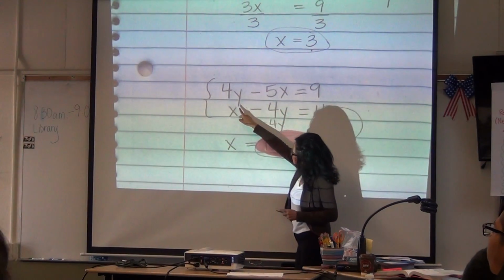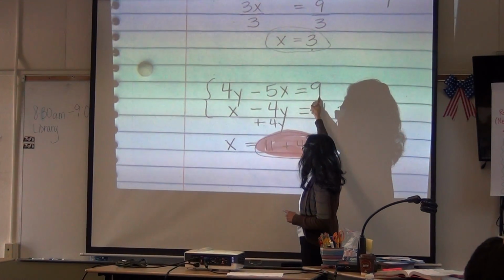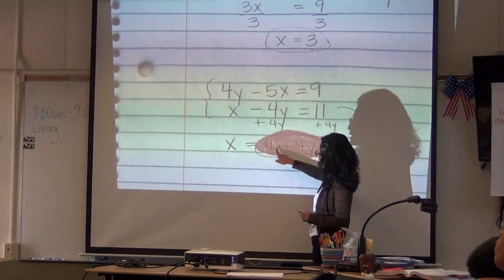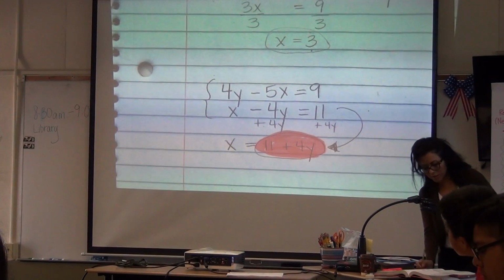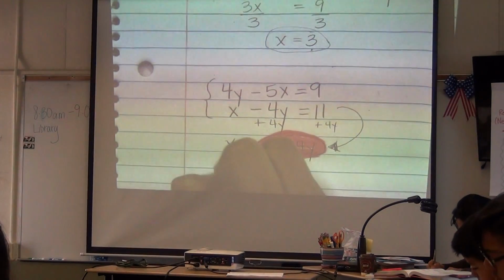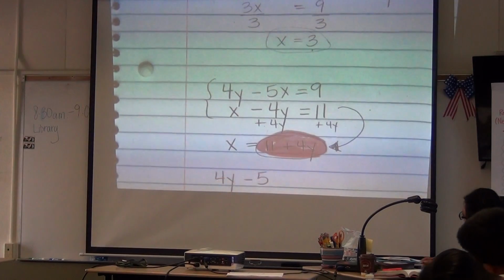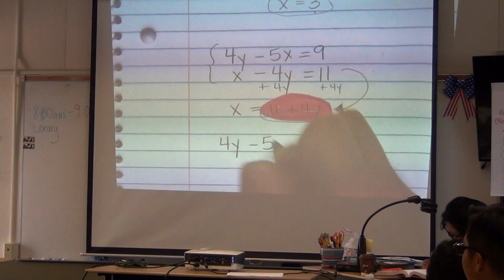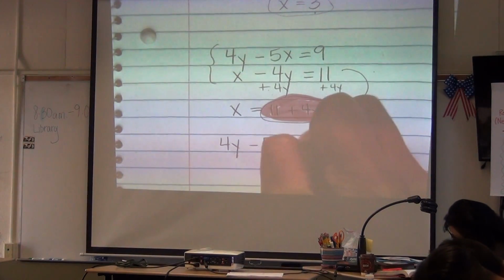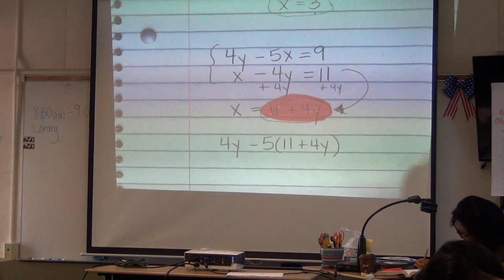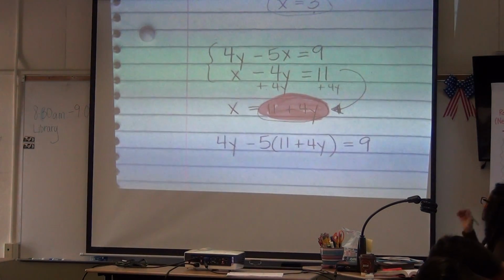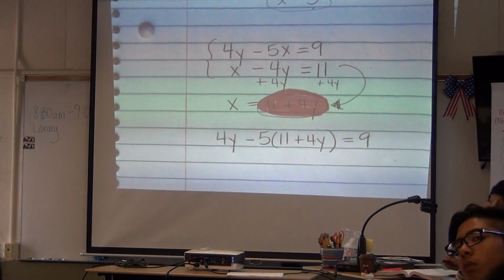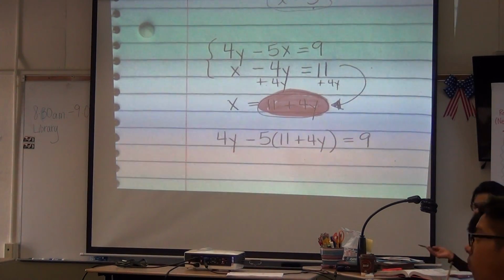So the other equation says 4y minus 5x equals 9. There's the x. Instead of writing x, I'm going to write 11 plus 4y. Go ahead and do that. So we go 4y minus 5, and here we have to protect this with some parentheses. Write it out. And then you have equals 9. Okay. So now this becomes a multi-step equation.